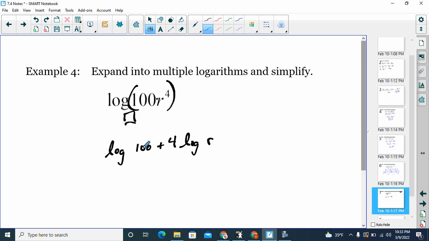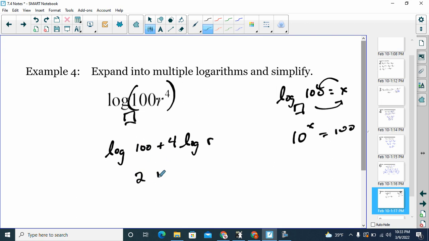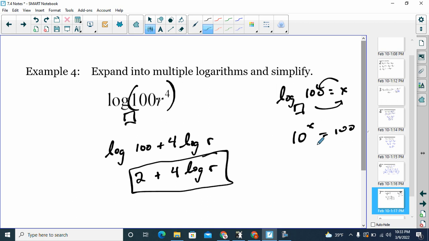Log 100 can be simplified. Simplify log 100. We should be thinking the base, which is 10, to what power gives me 100. 10 to the second is 100. So log of 100 is 2. 2 plus 4 log r. Those are not like terms. I can't combine the 2 and 4 and make that 6. Just 2 plus 4 log r.